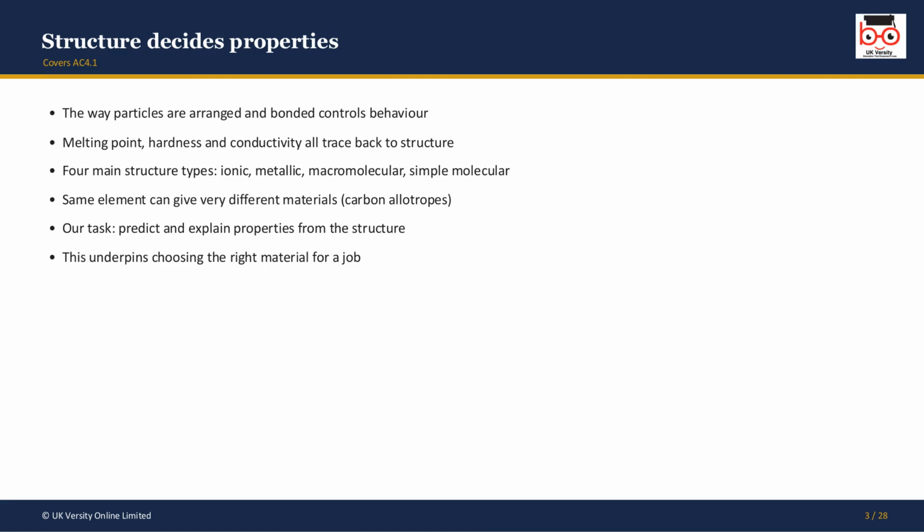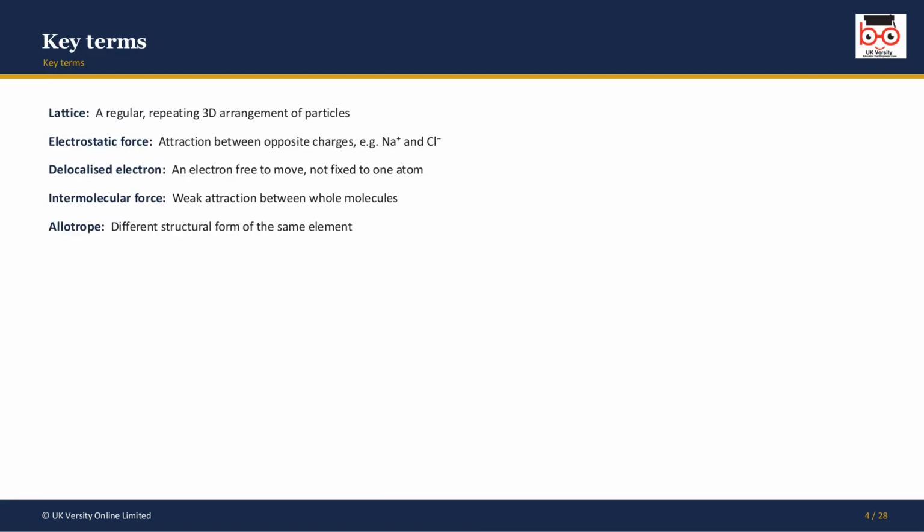There are four main types to keep in mind: ionic, metallic, macromolecular, and simple molecular. And here's a striking fact: the very same element can give completely different materials, as the allotropes of carbon show. Our job is to predict and explain properties from the structure, which is exactly how you choose the right material for a job. Some terms to have ready.